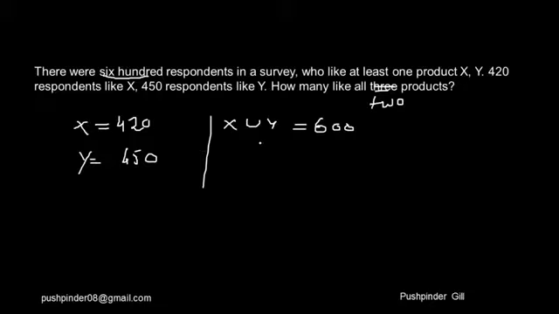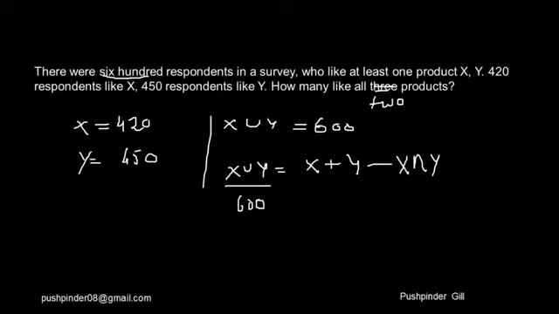Right? So I know X union Y, I know X and Y. So from this expression, I can easily calculate the value of X intersection Y, because this is what he's asking. How many of them like all 2 products? So this is equal to 600, and this is equal to 450, and this is equal to 420. So I just need to calculate the value of this, which I can easily calculate, right? So I hope everyone is understanding what I did over here. It was a pretty easy question.